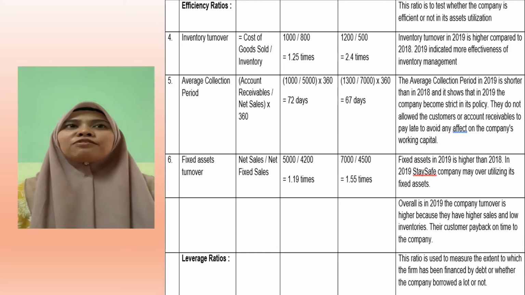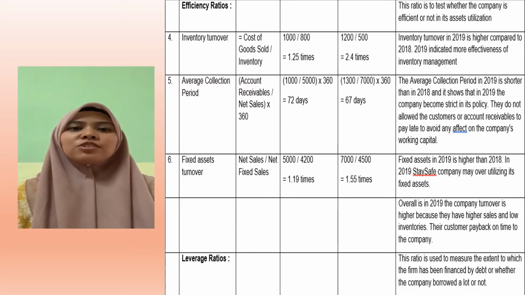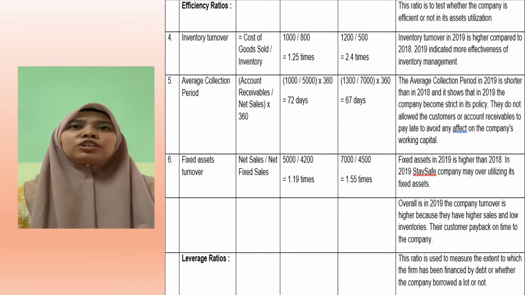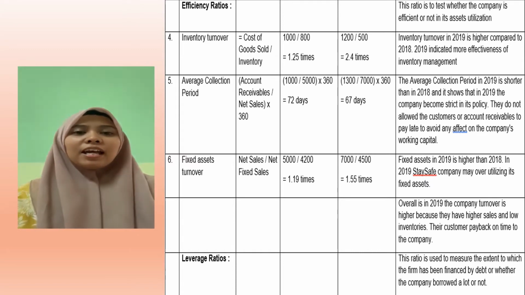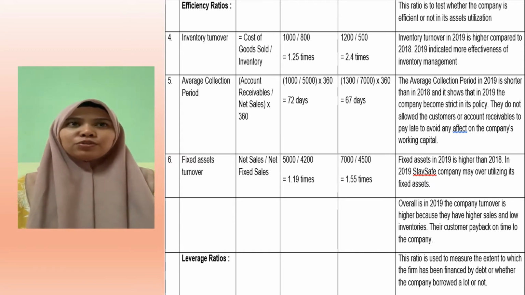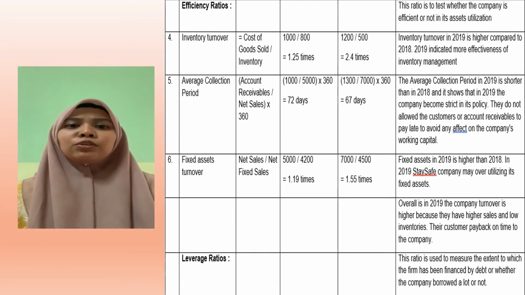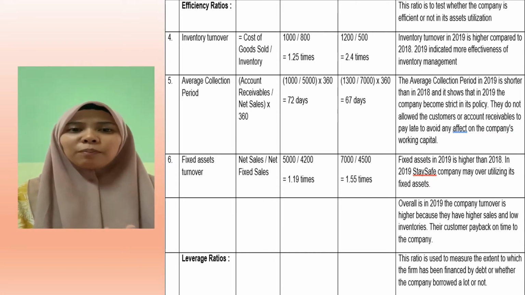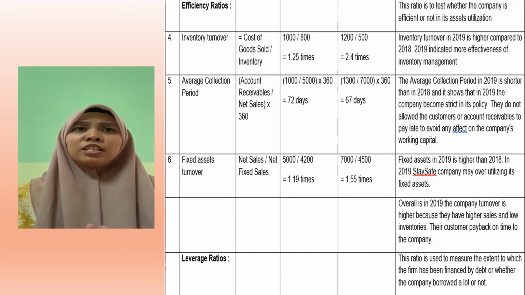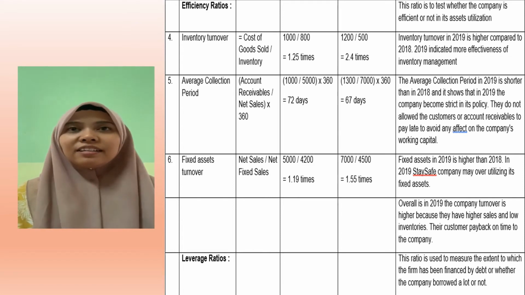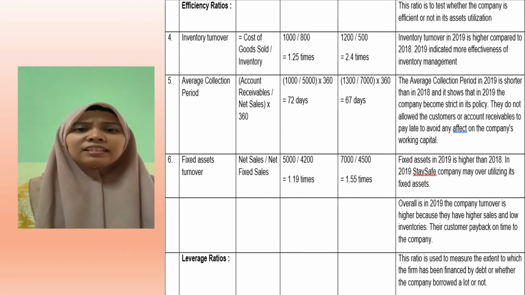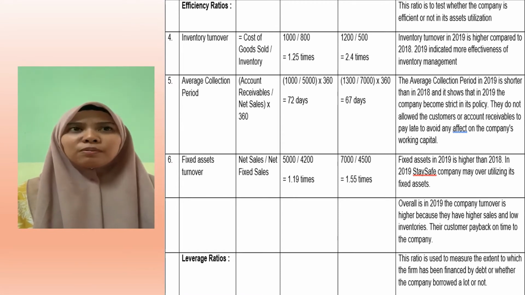Second ratio is efficiency ratio. This ratio is to test whether the company is efficient or not in its asset utilization. Under efficiency ratio, there is inventory turnover. In 2018, the inventory turnover is 1.25 times compared to 2019, which is 2.4 times. This means that 2019 has the higher inventory turnover compared to 2018. 2019 indicates more effectiveness of inventory management.